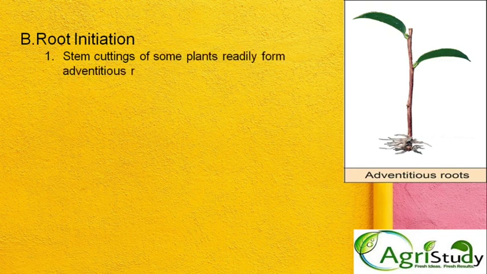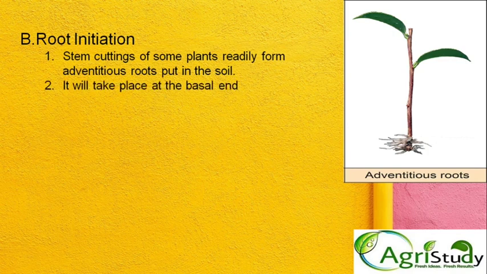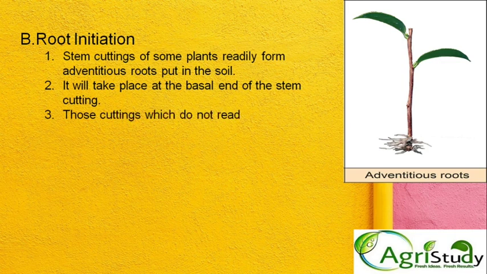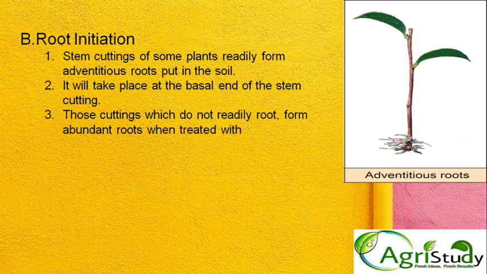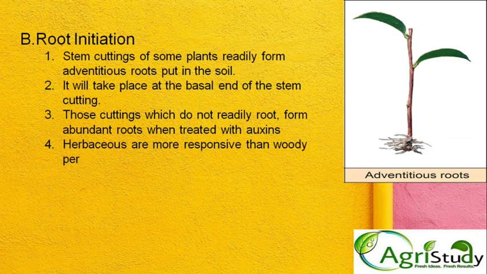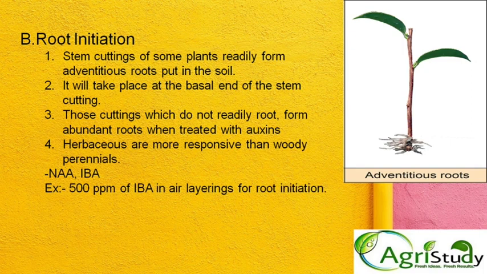Stem cuttings of some plants readily form adventitious roots when put in the soil. Normally, if there is a stem cutting and you just plant it in the soil, if every condition is good, it will undergo rooting. But in some plants the stem cutting does not lead to rooting. Here rooting means first the adventitious roots should form, which are very important to hold them firmly. Then the main roots will start forming.